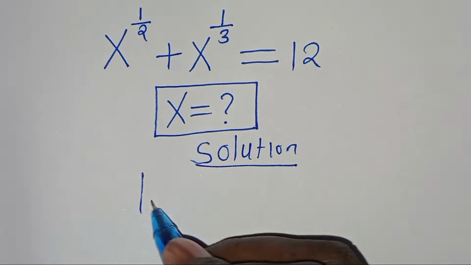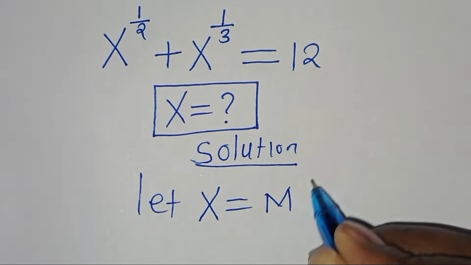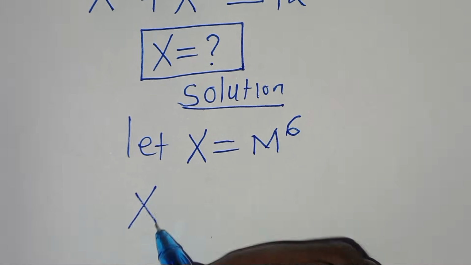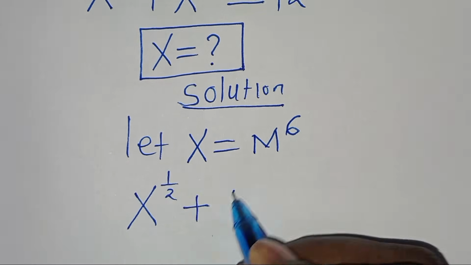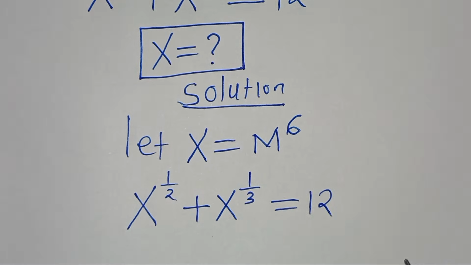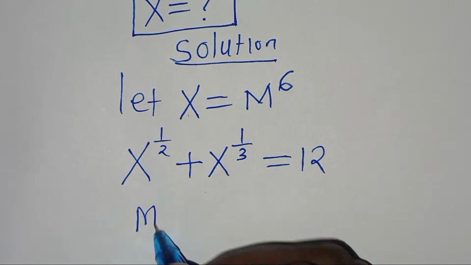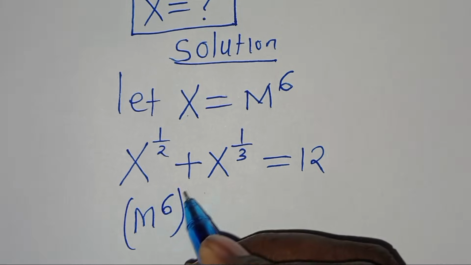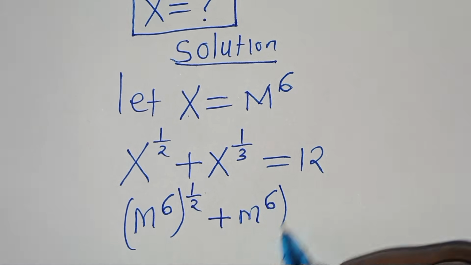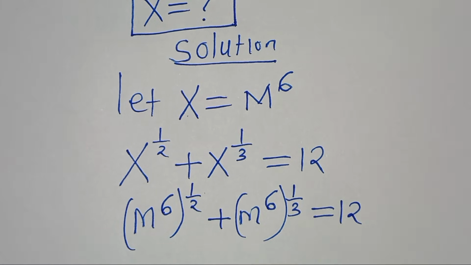Now we can let x be equal to m to the power of 6. So this means that we have x to the power of a half plus x to the power of 1 over 3. This is equal to 12. Now let's substitute x with m to the power of 6 so that we have m to the power of 6 raised to the power of a half, then plus m to the power of 6 raised to the power of 1 over 3. This is equal to 12.